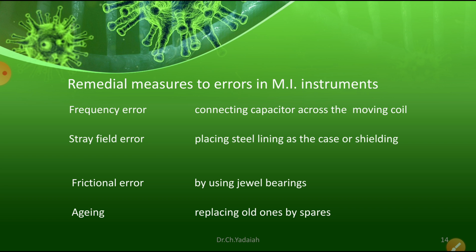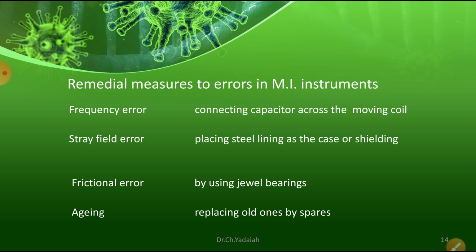What are the errors? Mainly the temperature errors, stray field errors, and frequency errors, and similarly frictional errors and aging errors. All these errors can be avoided with the help of the simple steps we have seen. Now, coming to what we mean by accuracy and standard in measuring instruments.